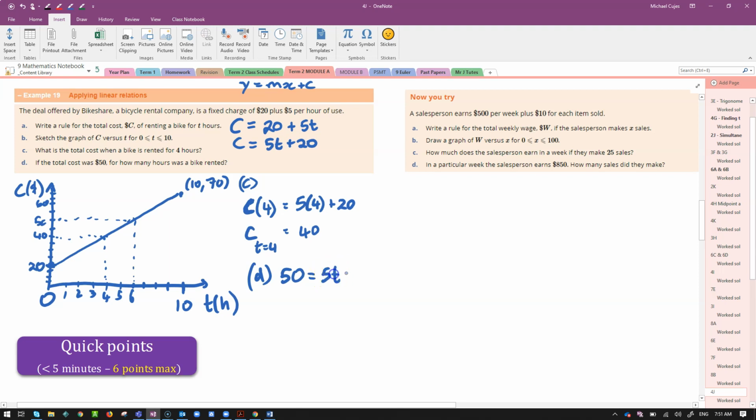5 times t plus 20. Subtract the 20, I've got 30 equals 5t. Divide by 5, 6 equals t. So it would take 6 hours if the cost was $50. So we can read it from our graph, or we can just calculate it using the equation. 2 ways to do it.